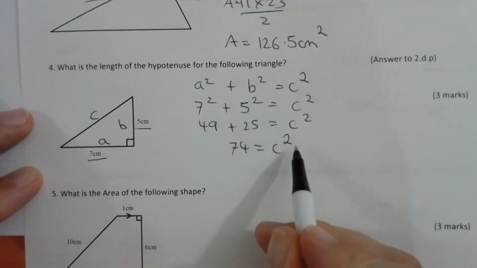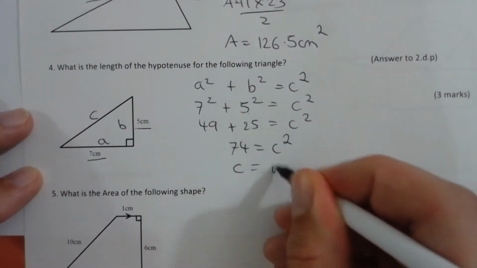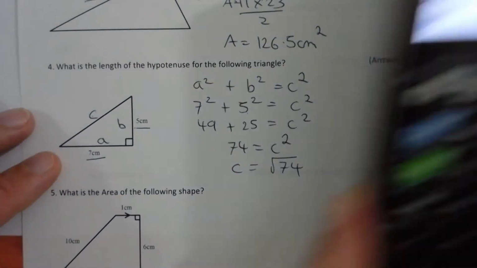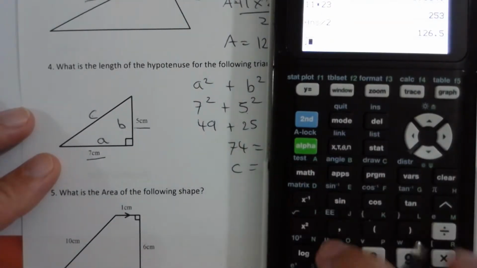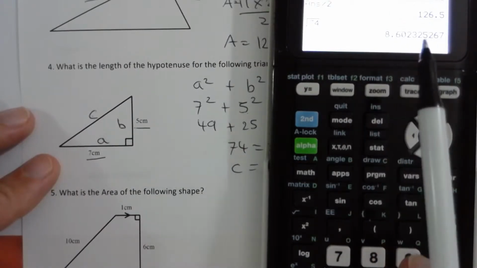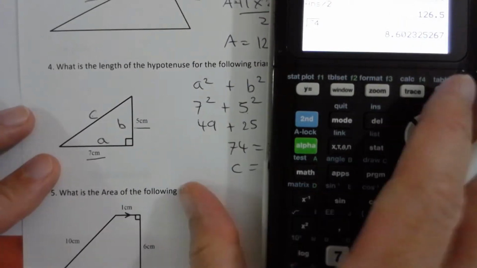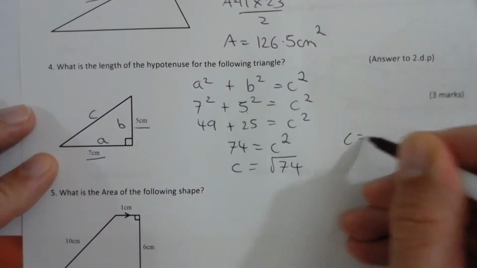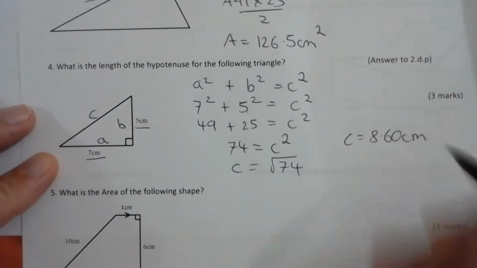Now if c squared is 74, then c must be the square root of 74, which we must use our calculator for. 8.6023, so it's 2 decimal places again. C must be 8.60 centimeters.